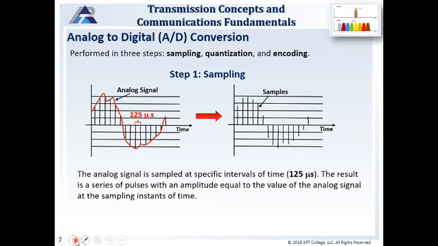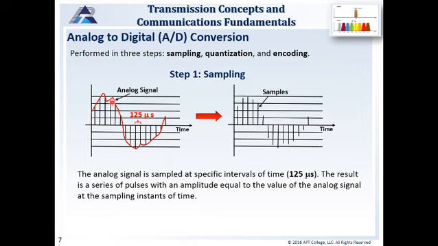The first step is sampling, and that's taking a sample at certain points along an analog voice signal. So every 125 microseconds a sample is taken. The analog signal is sampled at specific intervals, 125 microseconds. The result is a series of pulses with an amplitude equal to the value of the analog samples at that instant in time.